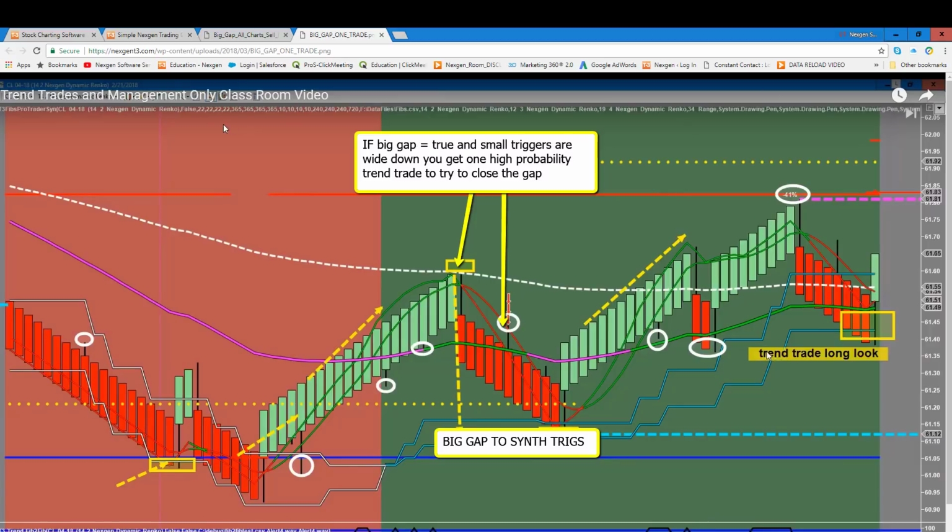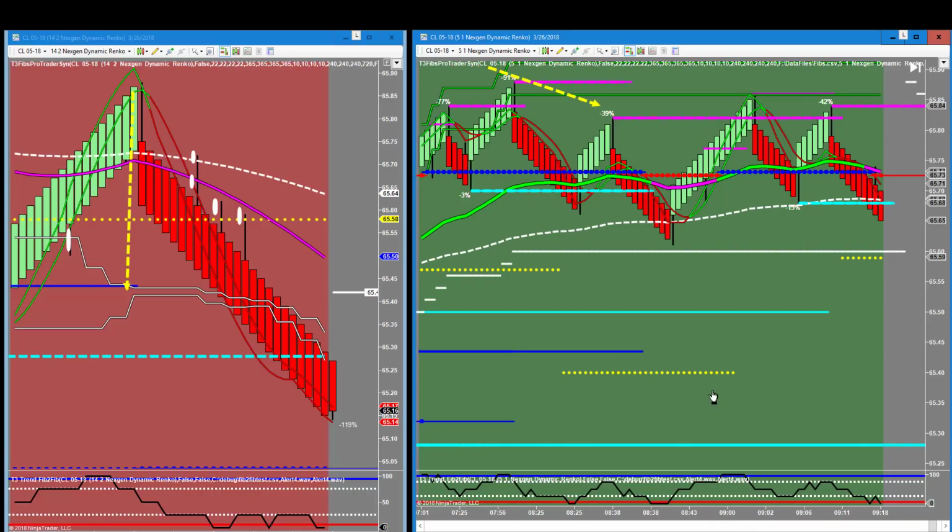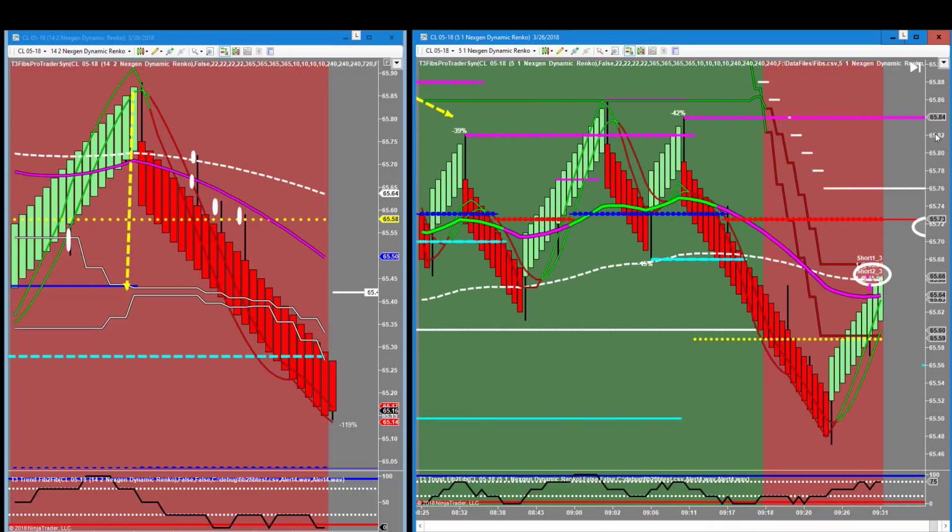Well, as it happened today, we had the big gap and we had divergences on our smaller charts. So again, there was no real easy resistance to trade from. So with that, we waited for the trend to change.